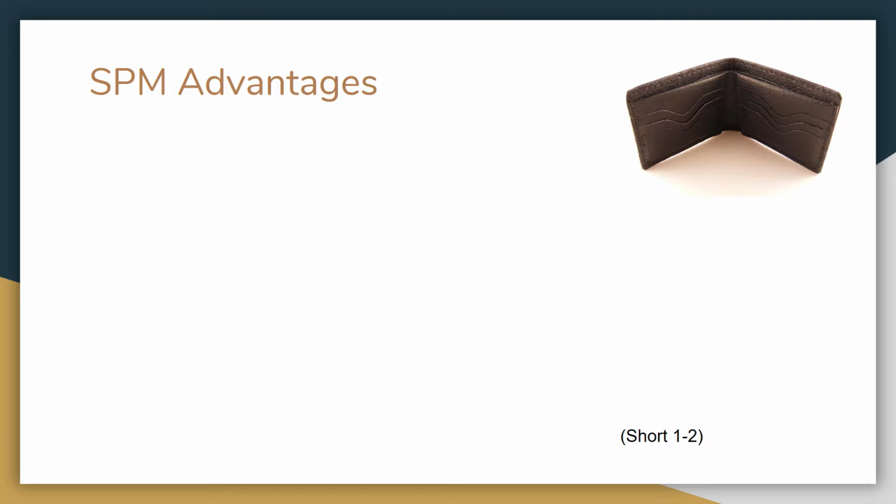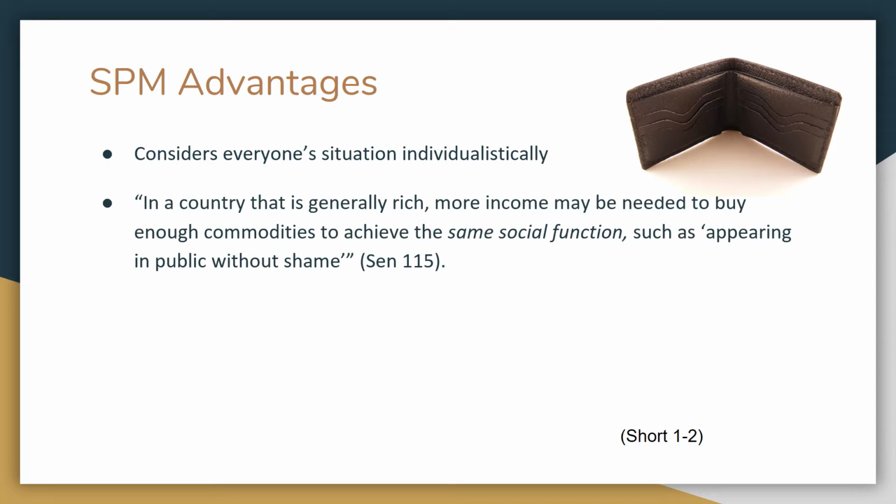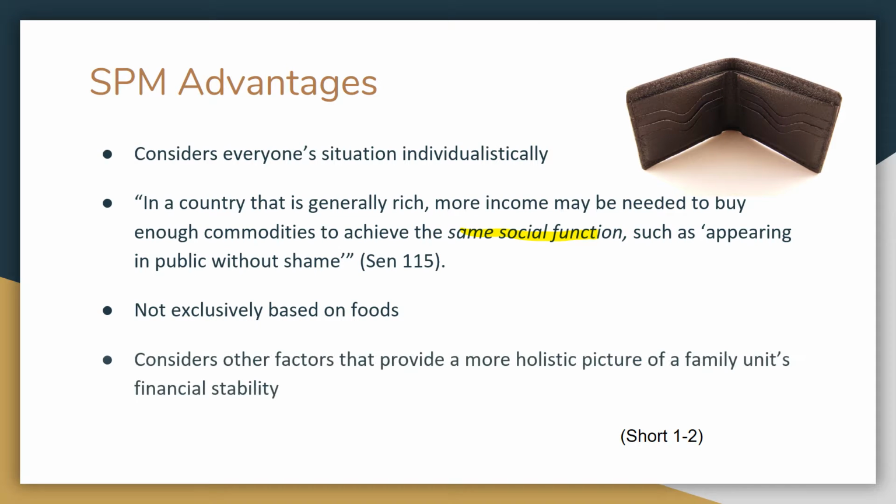The SPM is advantageous because it considers everybody's situation individualistically. Because the SPM is sensitive to geographic regions, it is culturally dependent. Sen states, in a country that is generally rich, more income may be needed to buy enough commodities to achieve the same social function, such as appearing in public without shame. Not exclusively based on food, it gauges a more holistic picture of a family unit's financial stability.